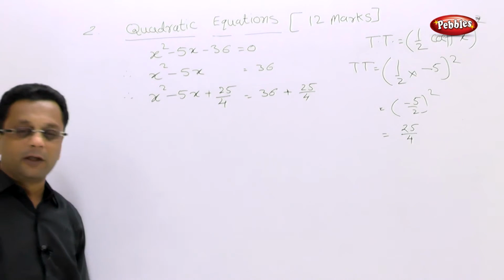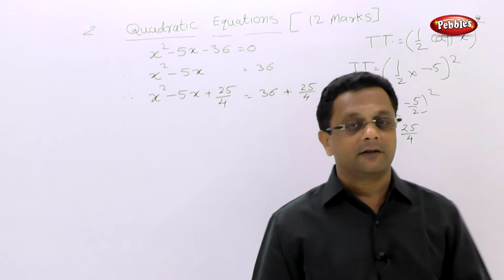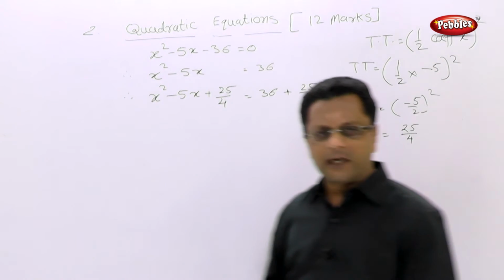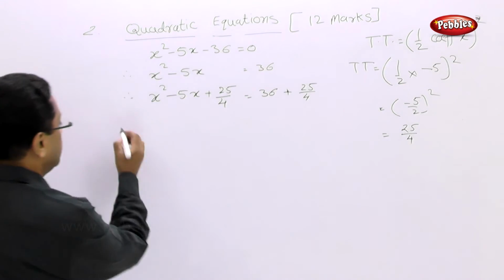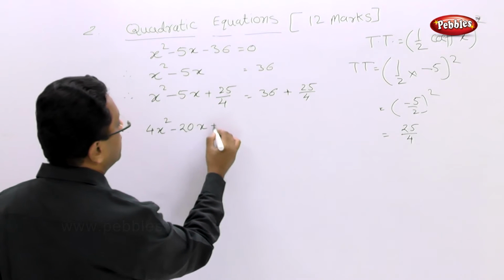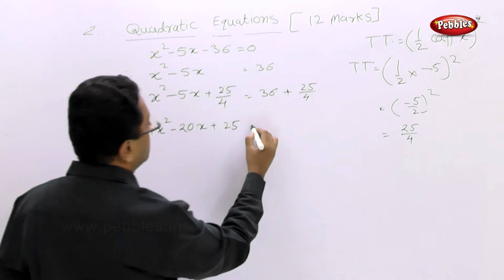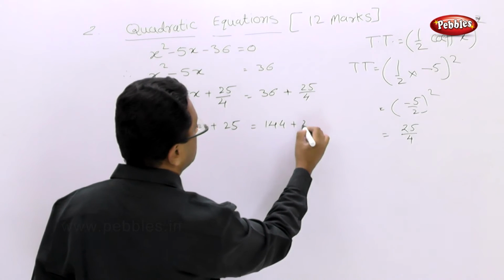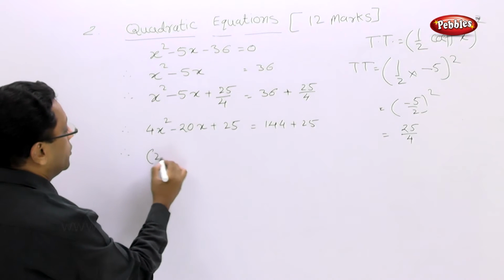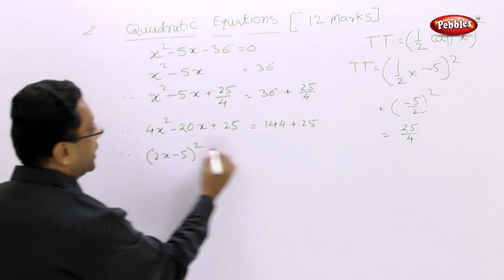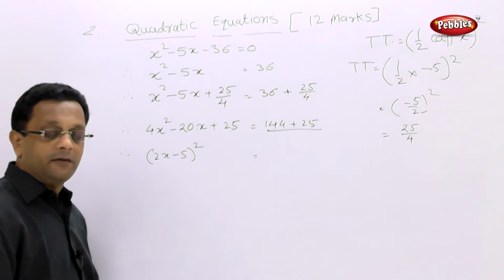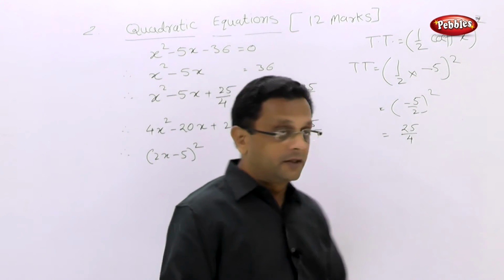Now this denominator 4 is creating a nuisance. I don't like these denominators actually. So what we'll do, we'll just multiply both the sides by 4. So what equation will we get? We'll get 4x square minus 5 into 4, 20x plus 25, because the 4 will eliminate, equal to 144 plus 25. So here I'll get, this is now a complete square of (2x minus 5) bracket square, and this is 144 plus 25 is 169, the complete square of 13.